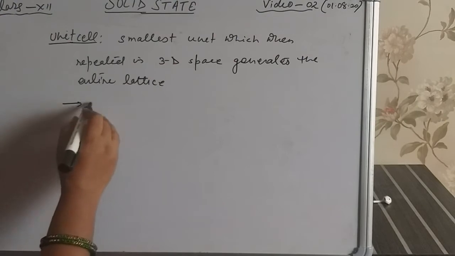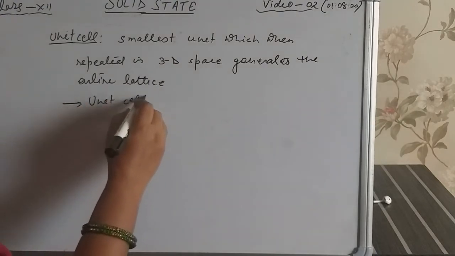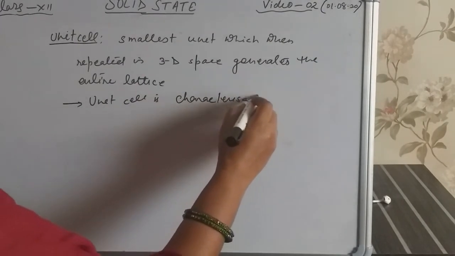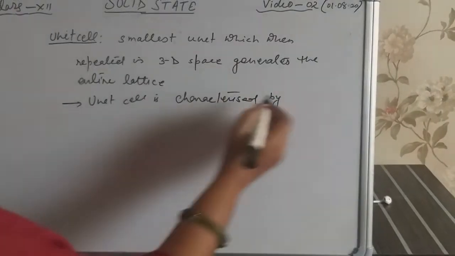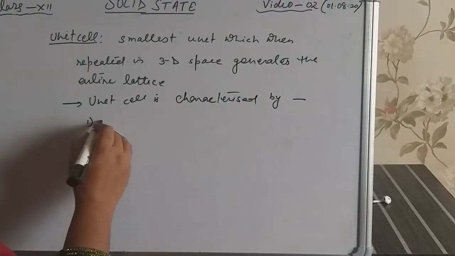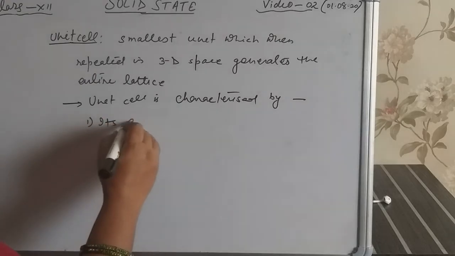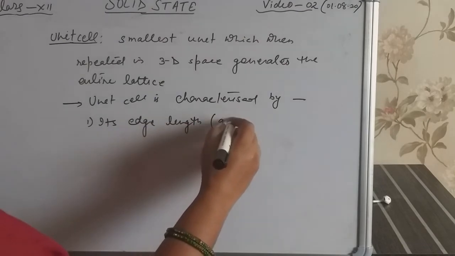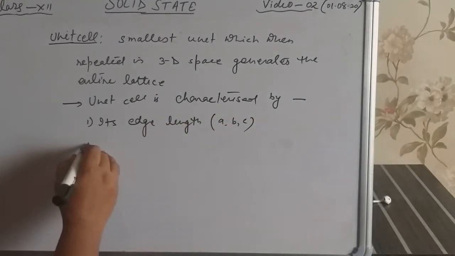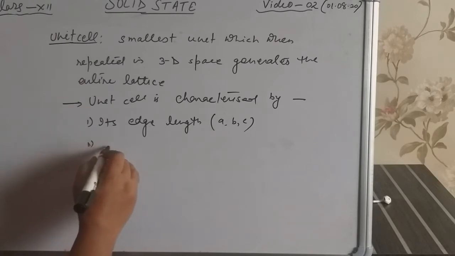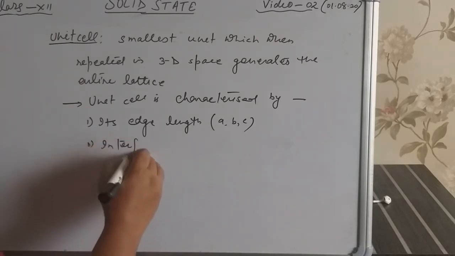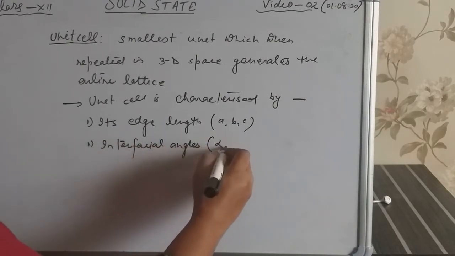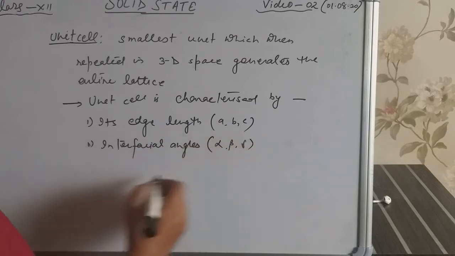So at first, a unit cell is characterized by, first, its edge lengths, like a, b, c, and so on, and second, interfacial angles, like alpha, beta, gamma, and so on.